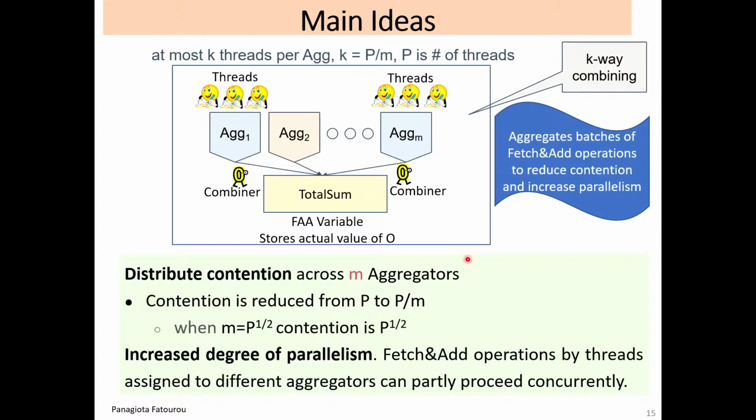And also, this scheme allows for an increased degree of parallelism, because the threads that go to different aggregators are going to compute partial sums, so they are going to compute the sum of the arguments of the fetch and add operations that they want to execute in the aggregator, and then the combiner is going to simply apply one fetch and add on total sum to apply all of these fetch and adds by adding the partial sum that is now already in the aggregator.